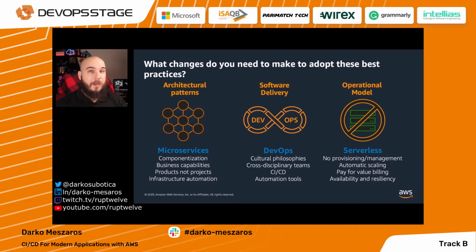You need to improve your software delivery. Remember CI/CD? Yeah, CI/CD, infrastructure as code, all that fine stuff. And also, you need to change your operational model. Forget those servers, right? I don't want a cluster of things to run. Why? I want to do something maybe like containers. I want to do containers, or I want to do microservices.